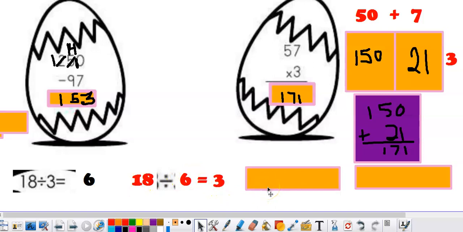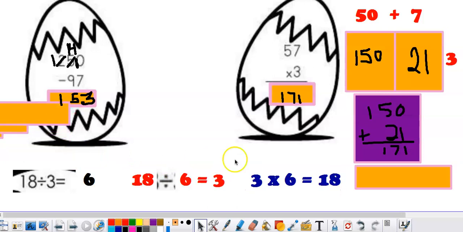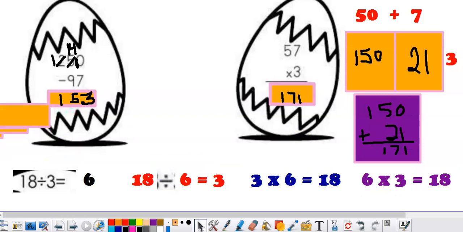And I can come up with two multiplications for fact families. 3 times 6 is 18, and 6 times 3 is 18. That will help you determine your math fact coloring sheets.